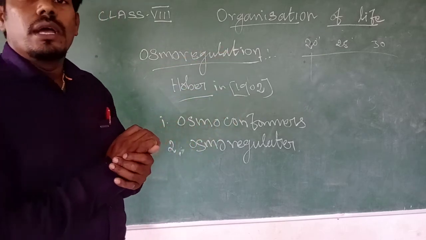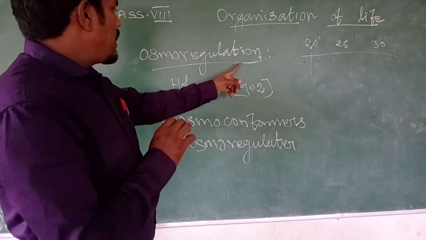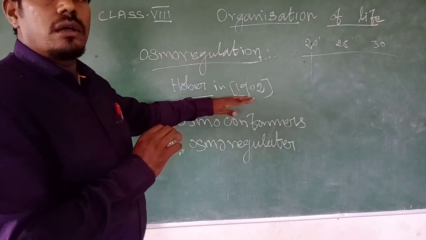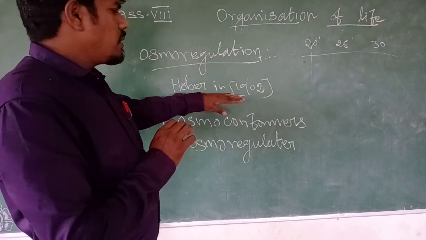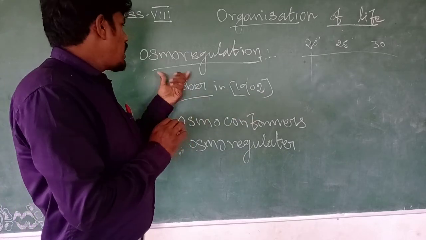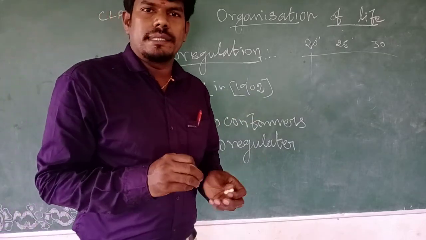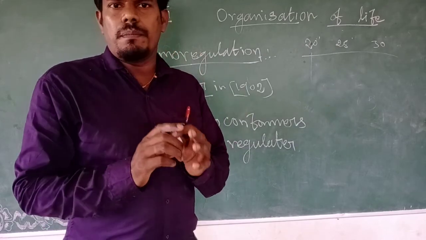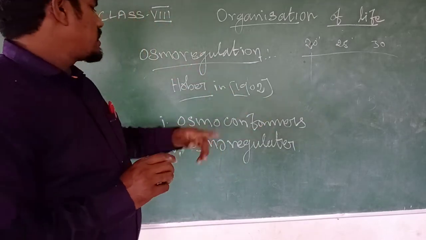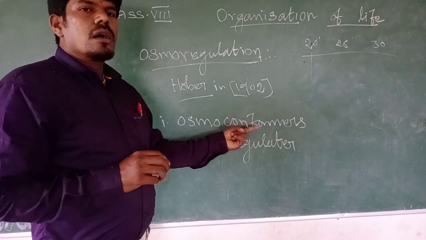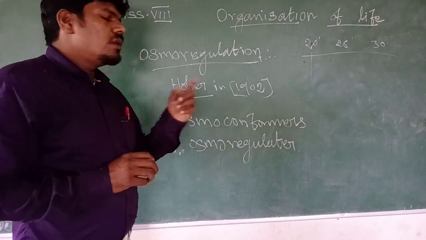And then osmoregulation. Osmoregulation was first coined by Hooper in 1902. Osmoregulation means maintaining the water balance in our body and, at the same time, the homeostasis conditions of the body. Osmoregulation has two types: osmoconformers and osmoregulators.